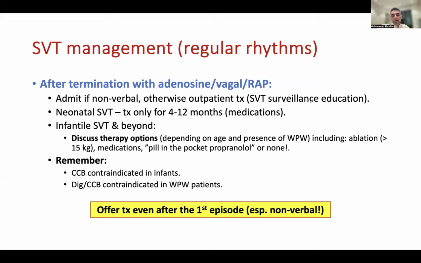And like I said, some people might say, don't treat until after the second episode. I do treat even after the first episode, especially if the patient is nonverbal, like he's 1 or 2 years old or 3 years old. I treat and I don't wait for a second episode. Or at least I offer treatment and not wait for another episode, because it will come back. Makes sense, guys? I will stop here for questions.